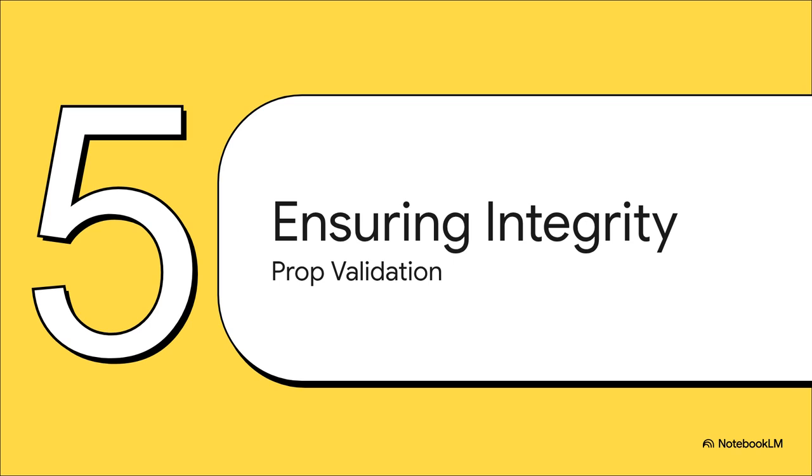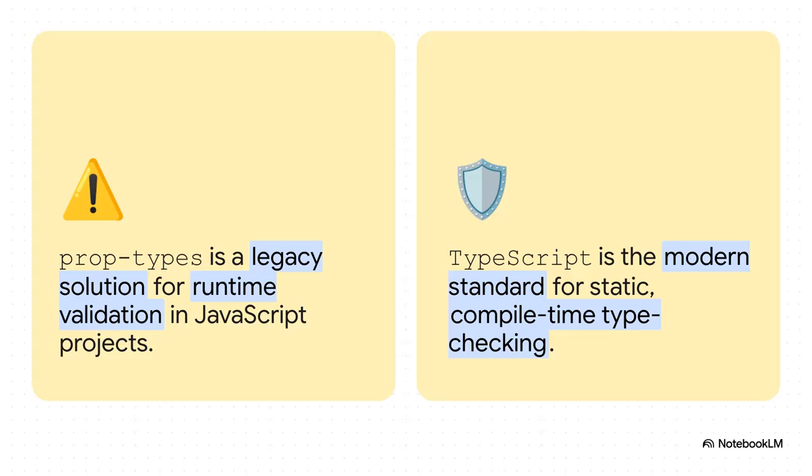Okay, we've talked about how props move through our app, but how do we make sure we're passing the right kind of data in the first place? This is where prop validation comes in, and it's a huge part of writing professional, solid code. So, back in the day, the go-to tool for this was a library called prop types. It would check your props while the app was running in the browser. But today, the modern professional standard is TypeScript. It does the checking before your code even runs, when you're building your app.